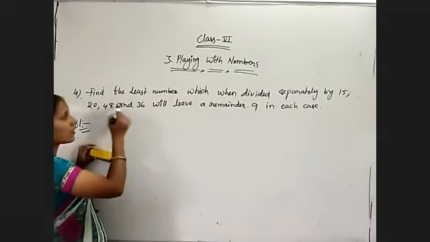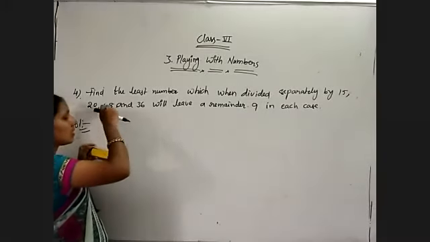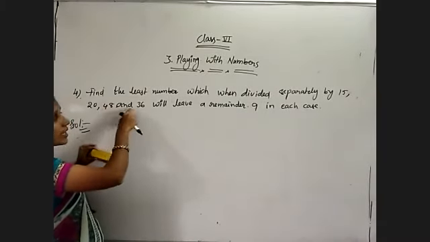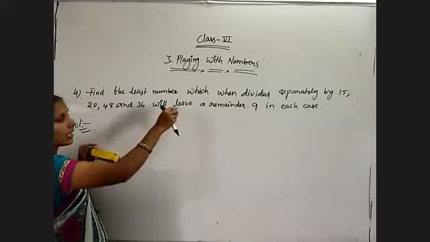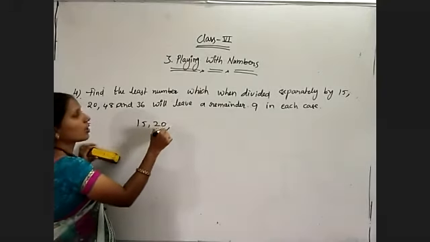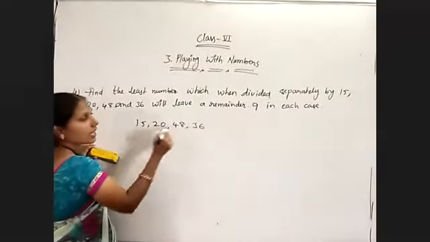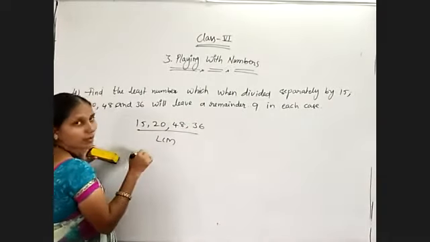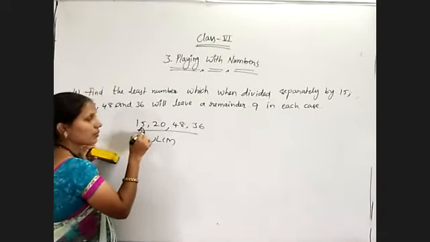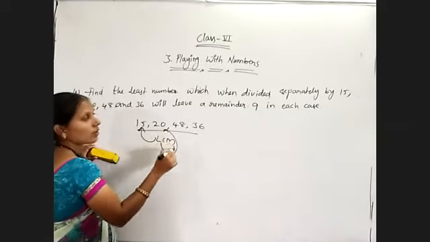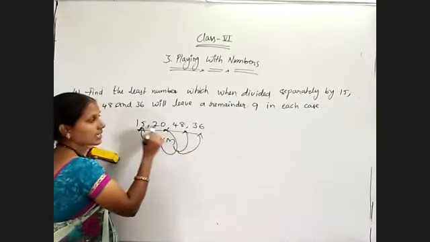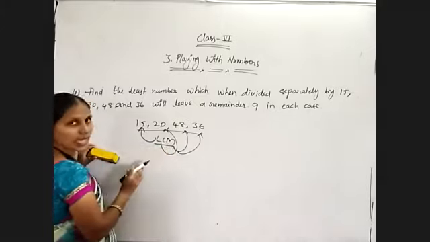The LCM of the given numbers is divisible by each and every number. Here 15, 20, 48, 36 are given. Whatever LCM we get for these four numbers is compulsorily divisible by 15, 20, 48 and 36. Each and every number divides the LCM exactly.